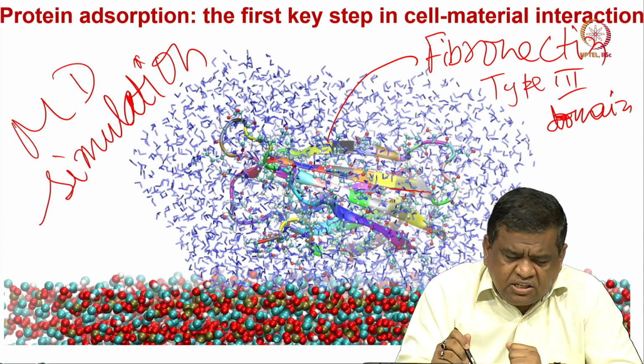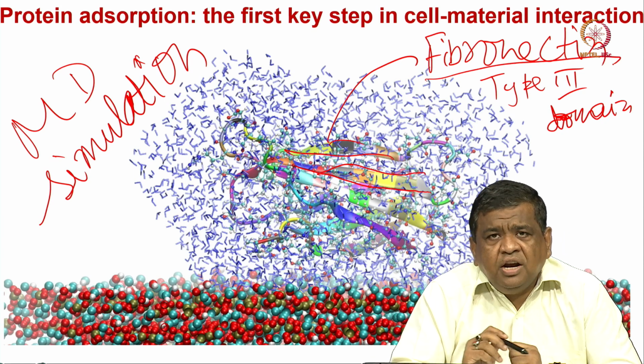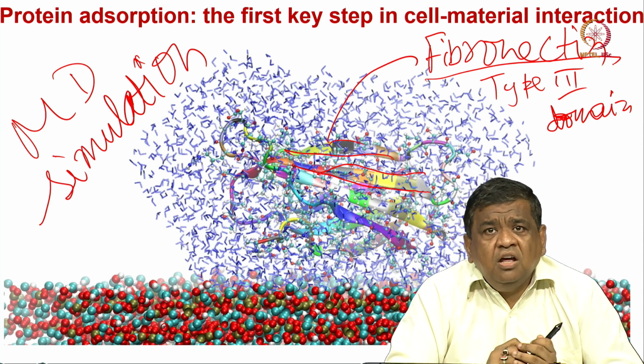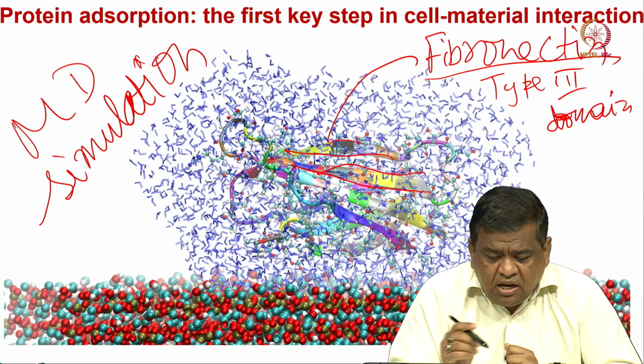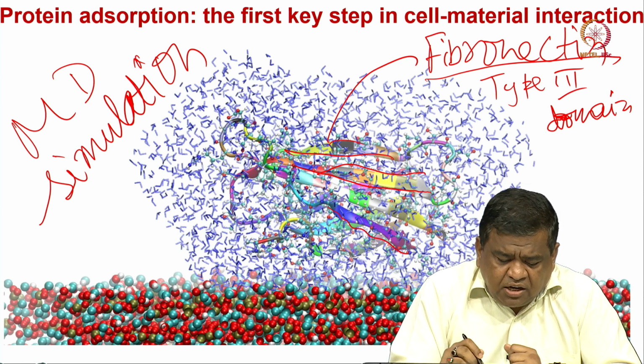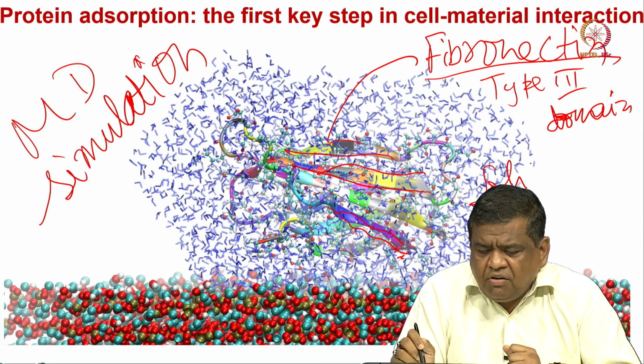So, if you see, this is the type 3 domain of the fibronectin protein. Why the fibronectin protein? This is one of the proteins which plays an important role in cell-material interactions, so it is widely investigated. And the fibronectin protein, if you take one structure of the fibronectin protein, it is a solvation cell.